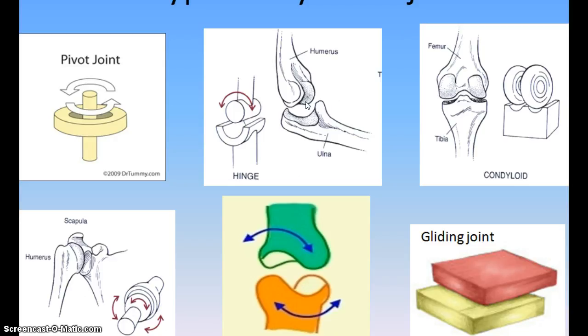And the saddle joint, the range of movement it can do is flexion, extension, abduction, adduction, and circumduction. An example would be the thumb. The gliding joint would be flexion, extension, lateral extension, and rotation. An example would be your carpals.